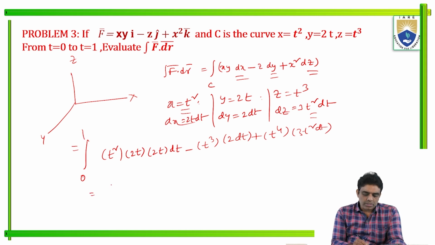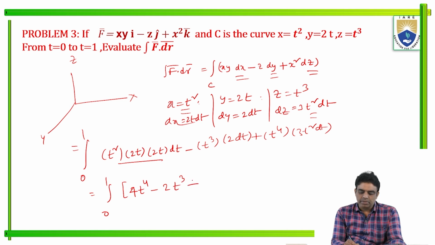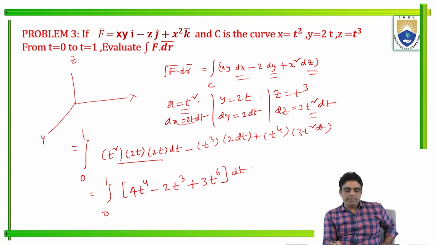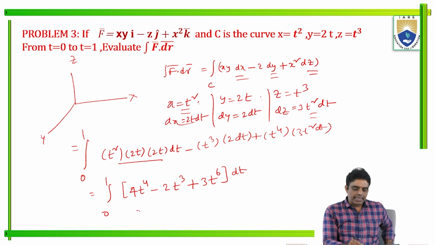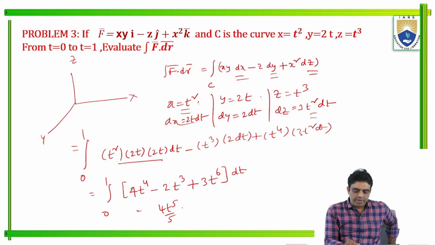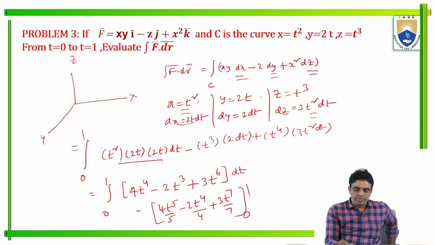So substituting, 0 to 1, 2 into 2, 4t power 4, that is the first term. Minus 2t cube, that is one term. Plus 3t power 6 dt. On integrating, 4t power 5 by 5 minus 2t power 4 by 4 plus 3t power 7 by 7 between 0 and 1. On substituting the limits, 4 by 5 minus 2 by 4 plus 3 by 7.